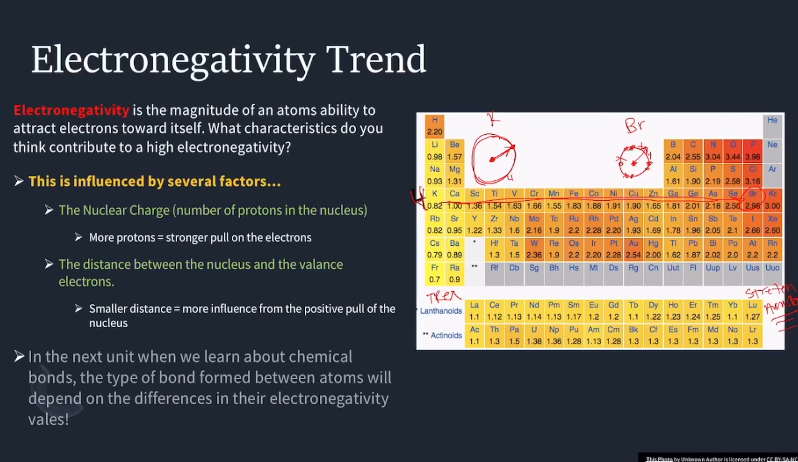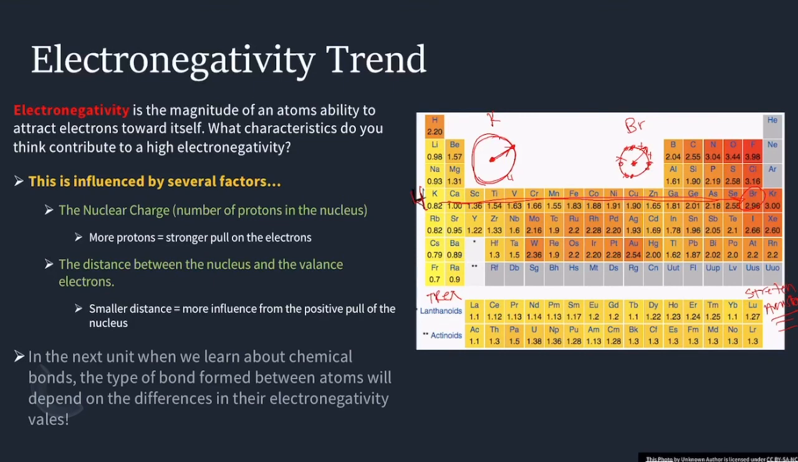Electronegativity is really important when we talk about chemical bonding in the next unit, because the difference in electronegativity between the atoms involved in the chemical reaction is really what determines what type of bond is going to be formed. And so we'll talk a lot more about that in our next unit after Thanksgiving break. So hopefully this video was helpful.